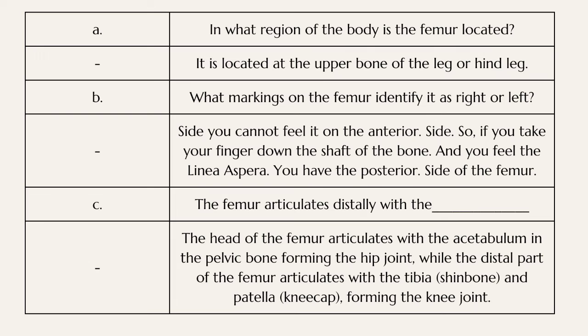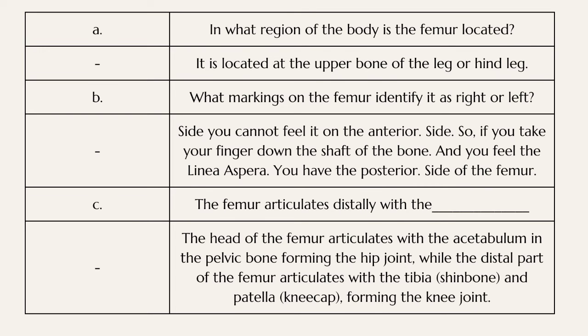The head of the femur articulates with the acetabulum in the pelvic bone, forming the hip joint, while the distal part of the femur articulates with the tibia and patella, forming the knee joint.